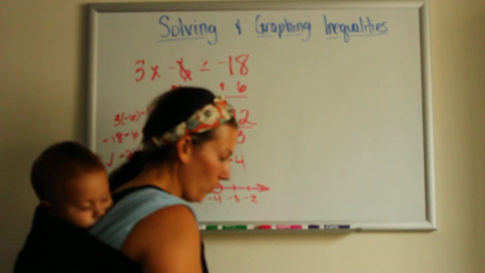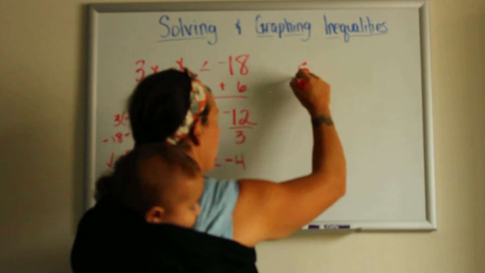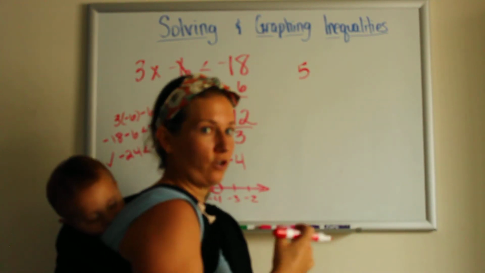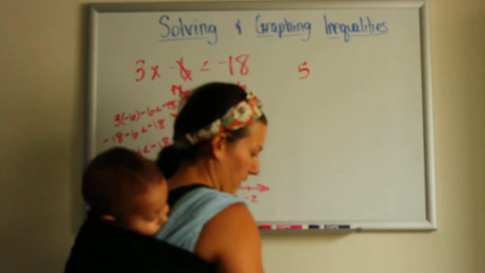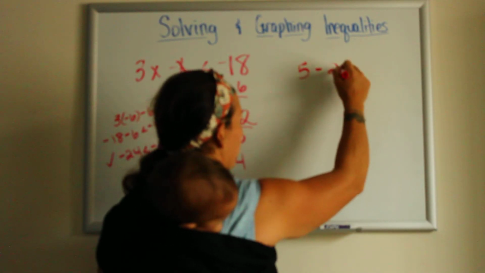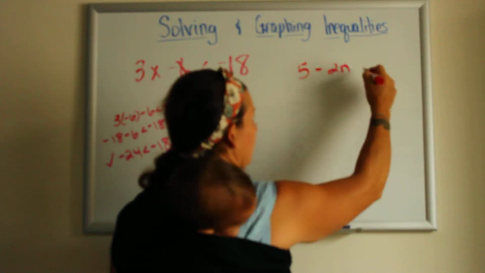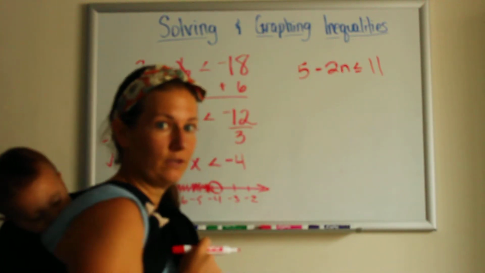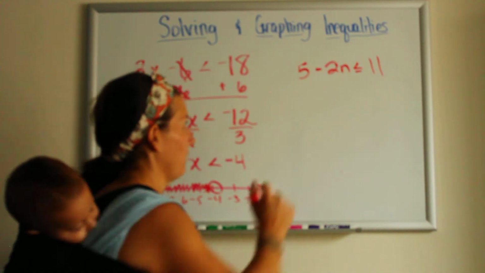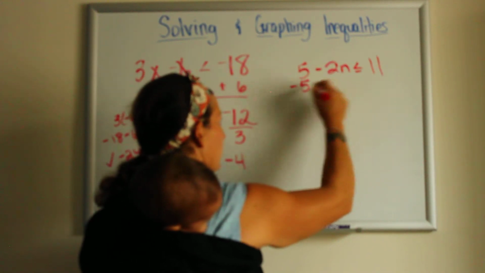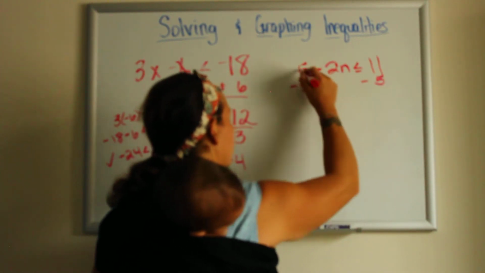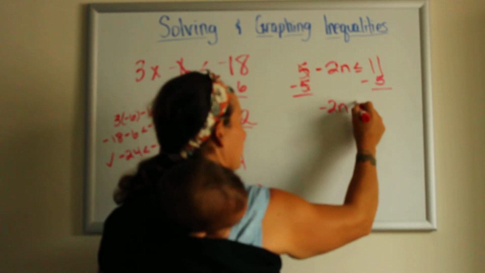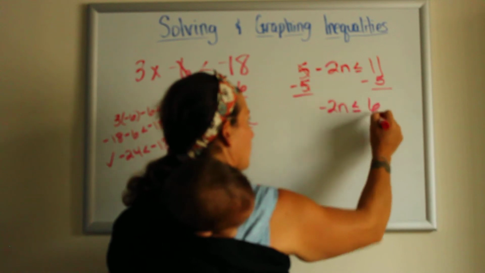All right, one more, and this is the major point where inequalities differ greatly from equations. So if I solve 5 minus 2n is less than or equal to 11. Again, I want to save my variable for last and get rid of the 5. So the 5 is positive here. To undo it, I'm going to subtract the 5. It's going to be negative. All right, so bring down the -2n is less than or equal to 6.